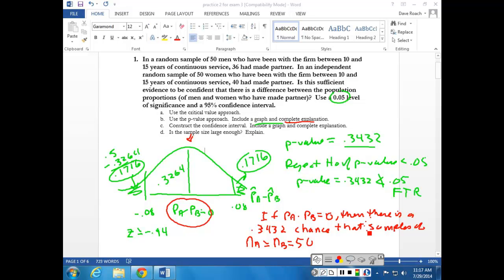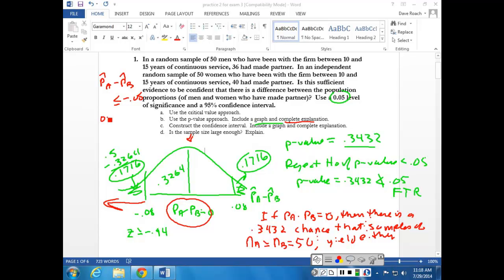And I'm not as concerned that you put that in there, but I think it might help some of you understand it. If we took those samples, there's a 0.3432 chance that those samples would yield either p hat A minus p hat B less than or equal to minus 0.08. Here's the 0.08 down here. Okay.